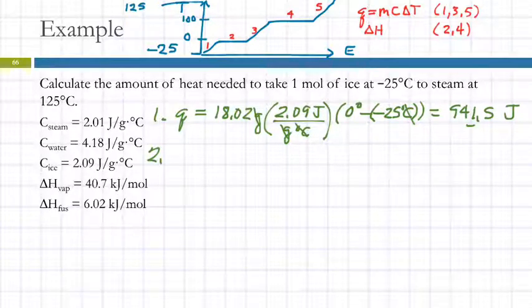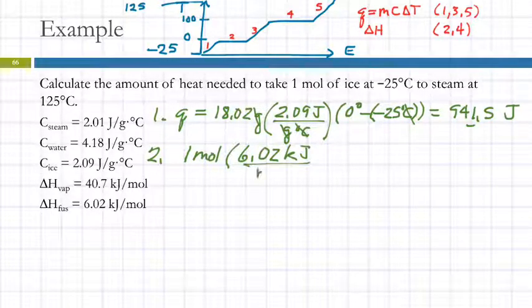Step 2 is the ice melting. So we're just going to use the heat of fusion. For that one, we've got 1 mole of water times the heat of fusion, 6.02 kilojoules per mole. And so that's just 6.02 kilojoules, because the moles cancel out.